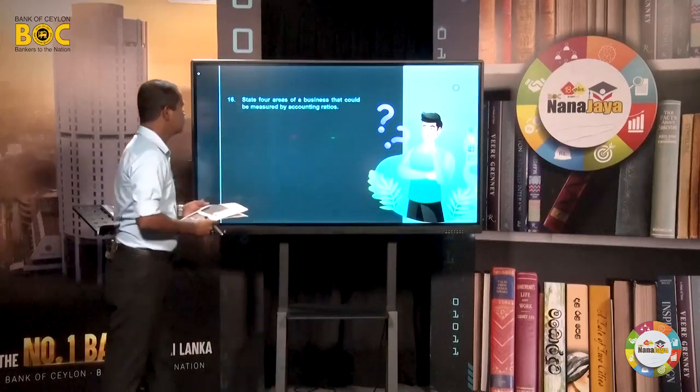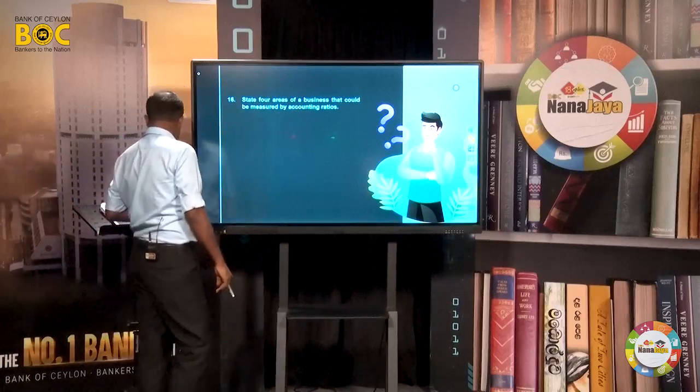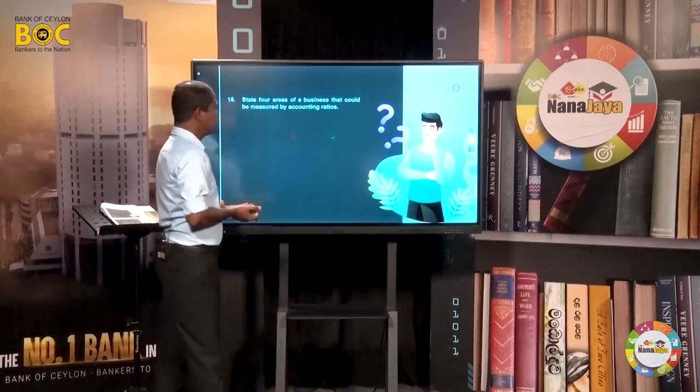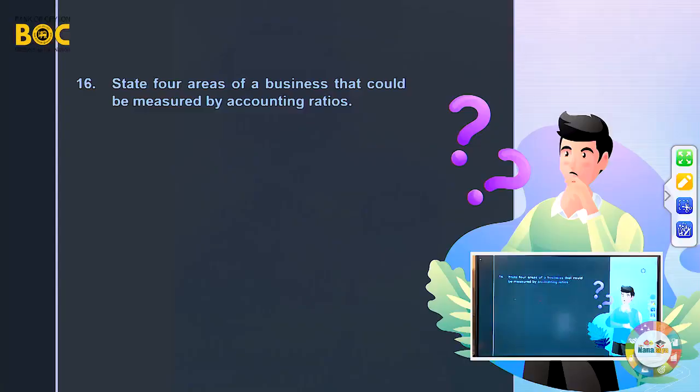So question number 16: state four areas for a business that would be measured by accounting ratios. The areas you can address through accounting ratios: you can identify the liquidity of the company, how you manage your current assets and current liabilities. The area of liquidity you can measure through accounting ratios.